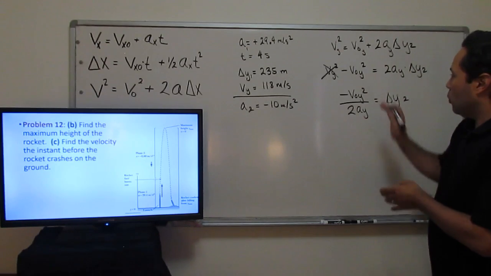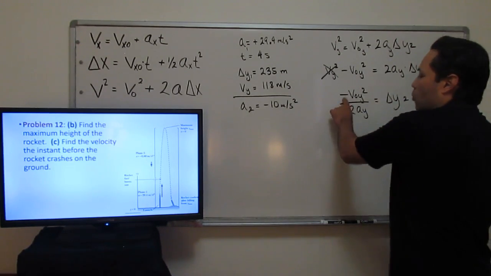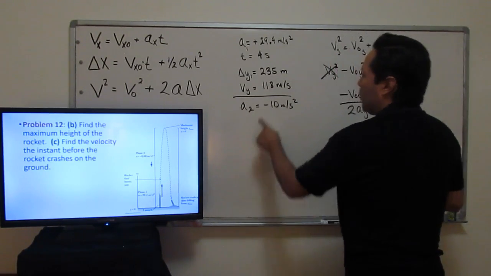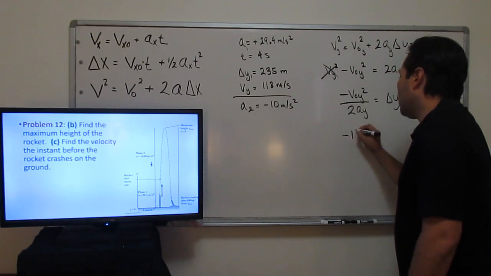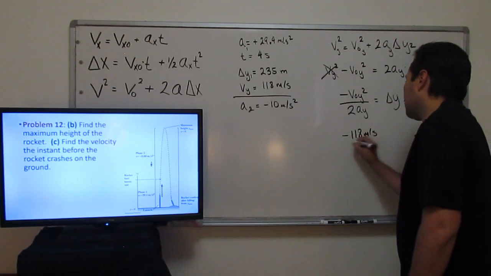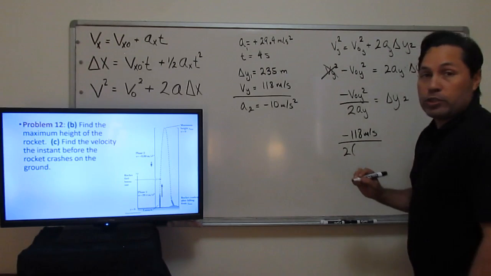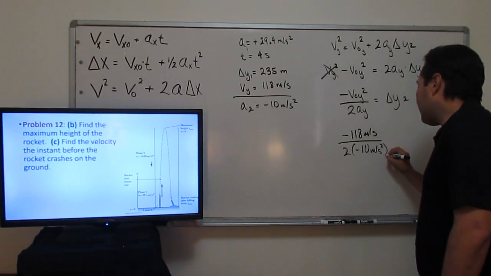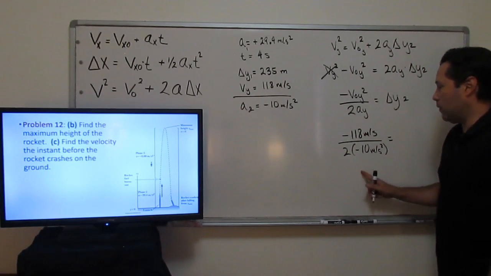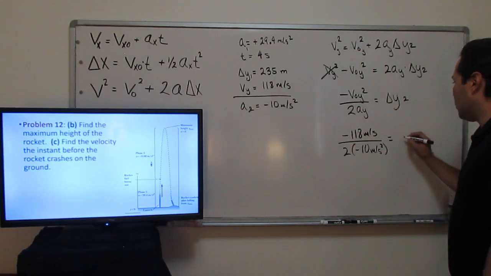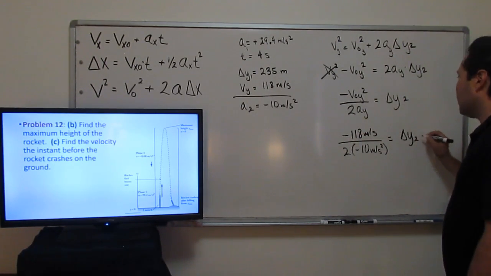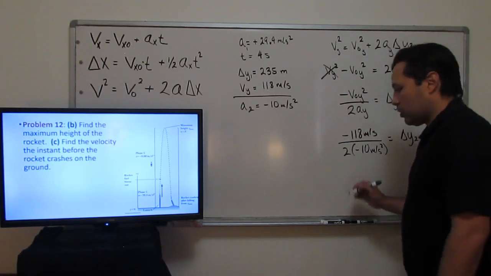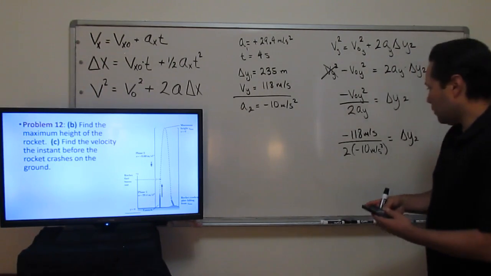Alright, so let's plug in the values. When the rockets turned off, we were traveling at 118 meters per second. There's only one force acting on it, the acceleration due to gravity. Because gravity is pulling you down, you'll see me put that negative in it. That's going to cancel with that one, so we're going to end up with a positive height for the second part.